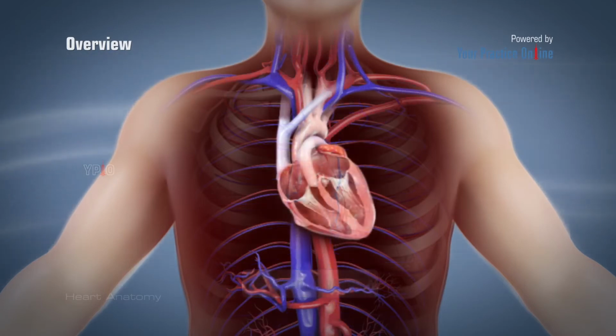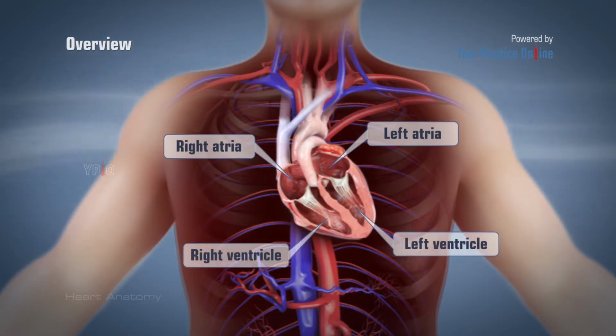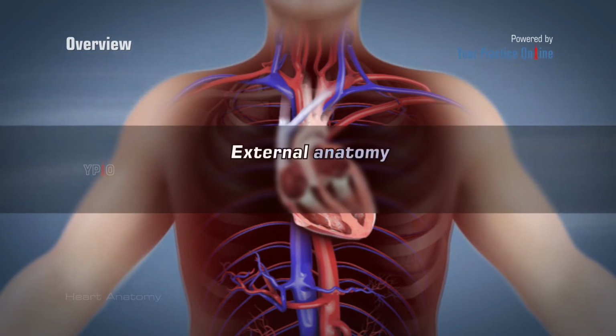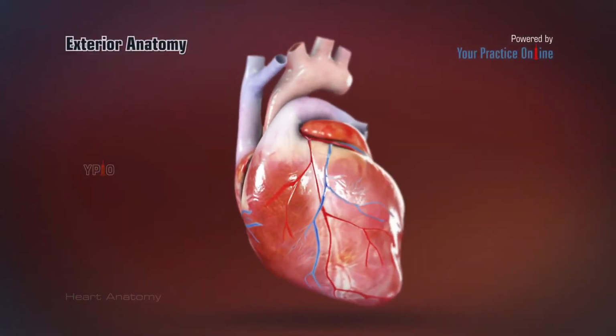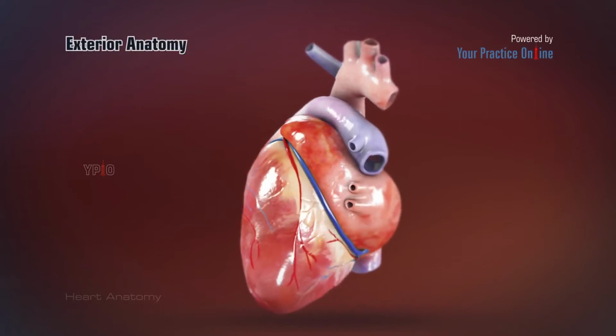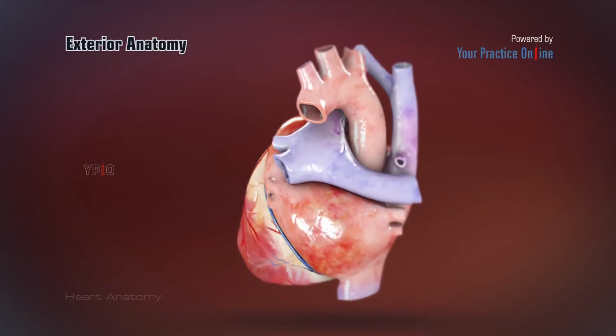The heart has 4 muscular chambers. The upper 2 chambers are called the right and left atria, and the lower 2 chambers are called the right and left ventricles. For better understanding, the structures of the heart are discussed under 2 sections: external anatomy and internal anatomy. The external view of the heart shows many structures. Every structure is associated with a certain function which is important for normal functioning of the heart. Let us learn more about these structures.